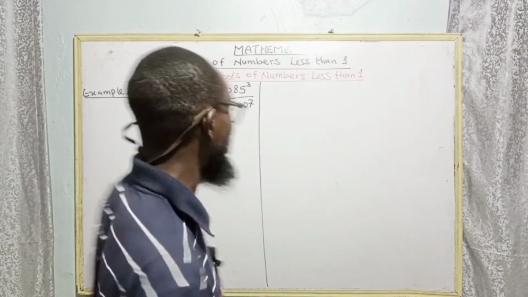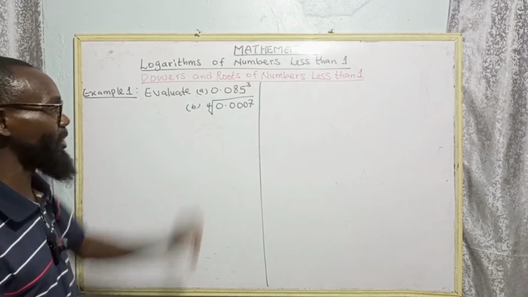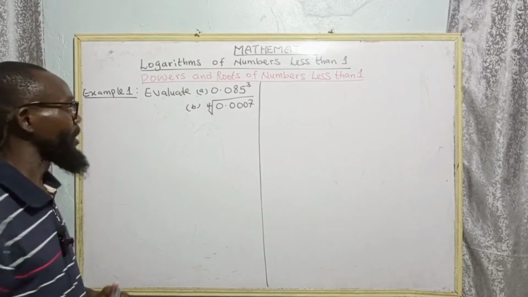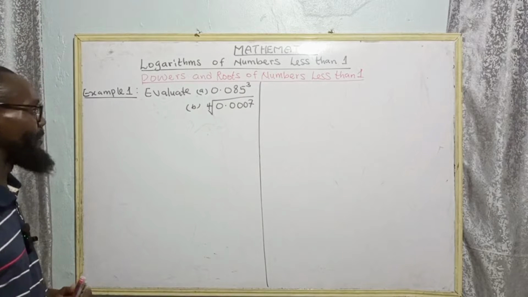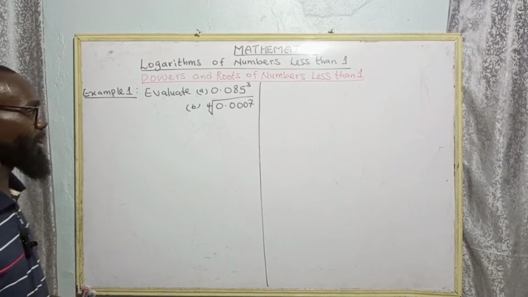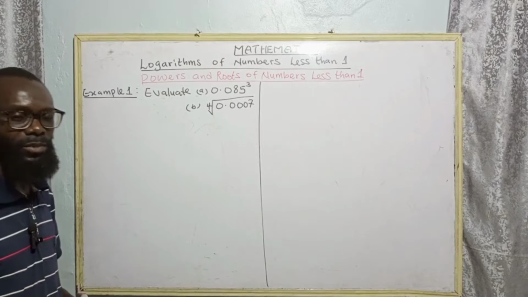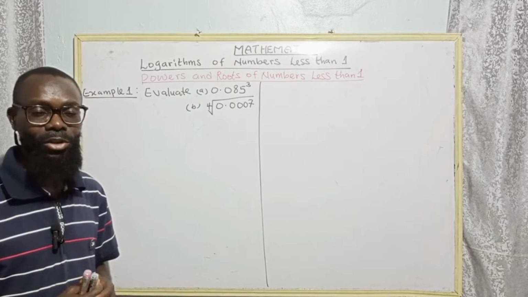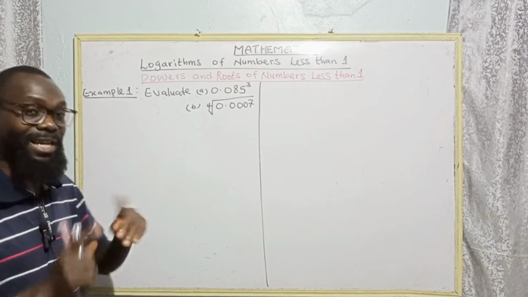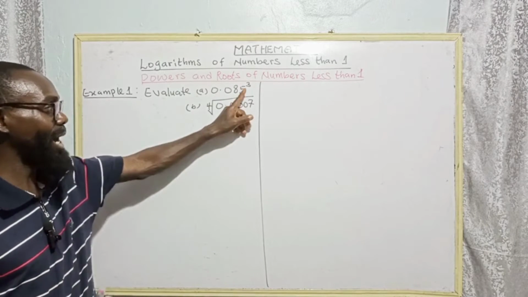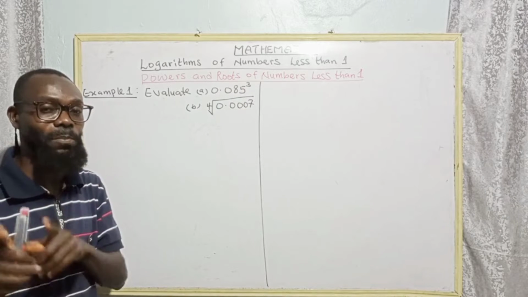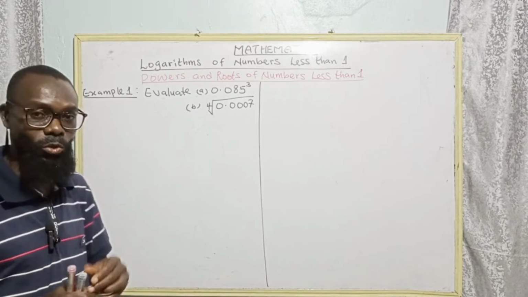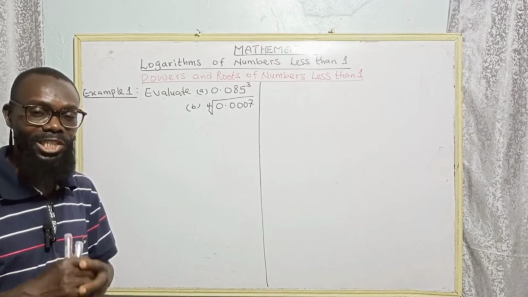Today, we want to be looking at the subtopic, powers and roots of numbers less than 1. Now, example 1, evaluate question A, 0.085 raised to the power 3. If you can recall in our previous classes, when we're talking about logarithms of numbers greater than 1, in that case, when we have power, it's going to be multiplication after we've checked our logarithm. And when we have square roots, it's going to be a division after checking our logarithm.